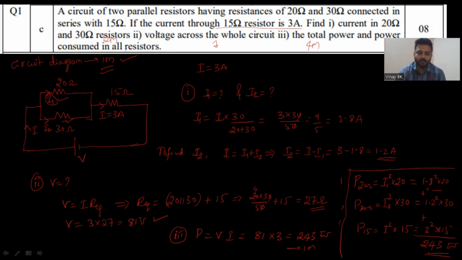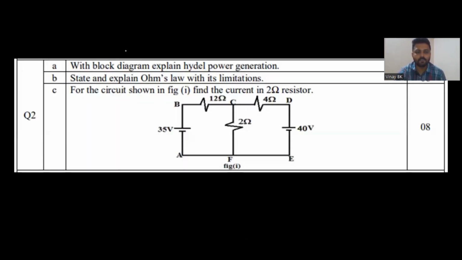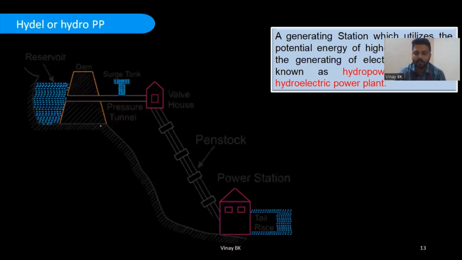Okay. So now we'll go for the second question. 2A. So in 2A, B, C, you can observe in 2A, they asked one block diagram explanation of hydropower plant, then again Ohm's law and limitations, one KVL problem. So for problems, what I will do, I'll give you the equations, or just solve with the help of calculator and verify the answers. I'll tell you the steps to solve the problem. Okay. So now with the block diagram, explain hydropower plant.